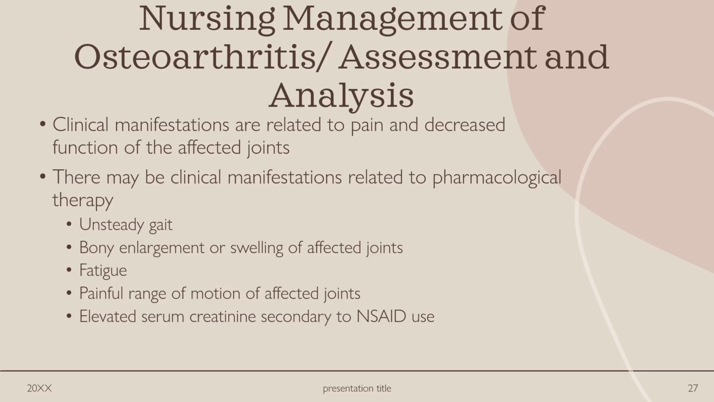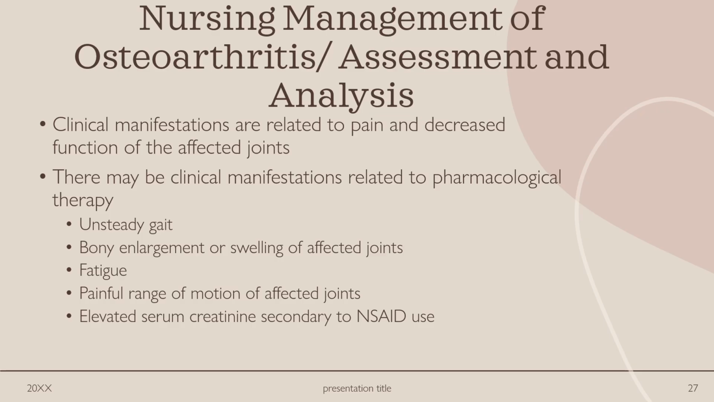So now let's get to this care plan for osteoarthritis: nursing management, assessment, and analysis. So clinical manifestations are related to pain and decreased function of the affected joints. There may be clinical manifestations related to pharmacological therapy. These may be an unsteady gait, bony enlargement or swelling of affected joints. The patient may complain of fatigue. They may talk about painful range of motion of the affected joint.